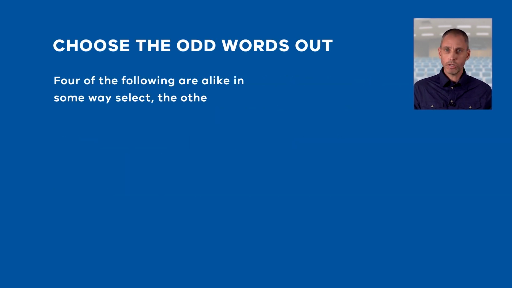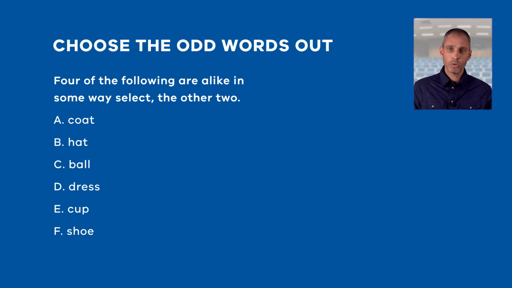In this next type of question, you are given 6 words and you need to find 2 words that are different from the others. So you need to look for a common feature that applies to 4 of the words. The common feature could be the meaning of the words or that the words fit into a particular category. For example, the words might be a type of exercise, a piece of furniture, or a kind of animal. In this question, coat, hat, dress and shoe are all types of clothing. Ball and cup are not types of clothing. They are the misfits. So we need to select options C and E.